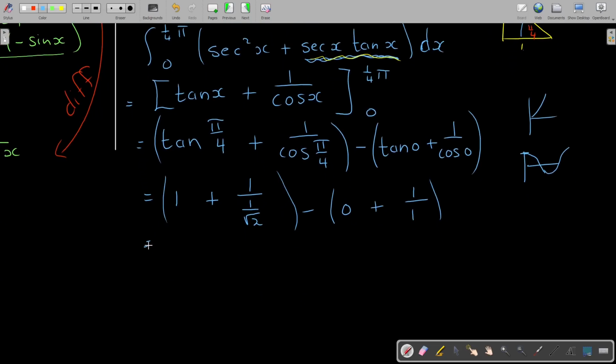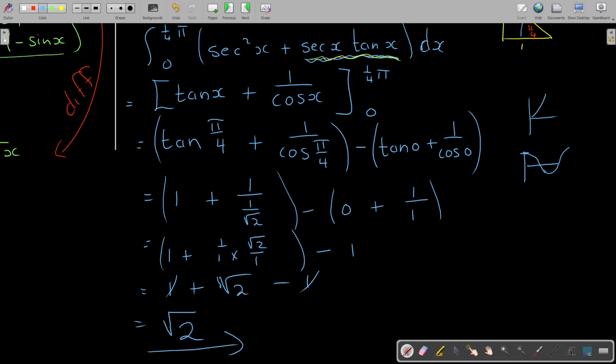Then I'm going to just have 1 plus, remember, I'm doing it now long, it's not necessary, minus 1. Sorry, this is unnecessarily long. That cancels, and the final answer is just square root 2. Very long, but this is typical exam questions.